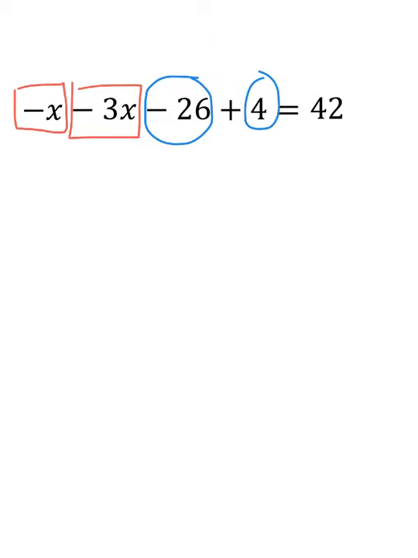A like term is something that has the same variable to the same power, right? But these ones don't have variables, so those are also like terms. First we'll combine our x's. We have negative x minus 3x. That gives us, well, we have negative 1x minus 3x, which gives us negative 4x.